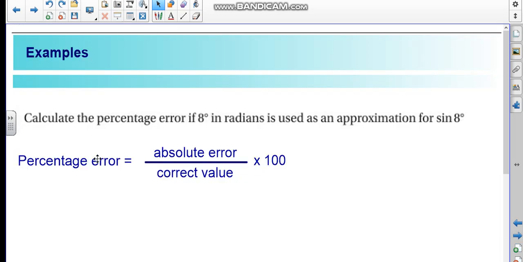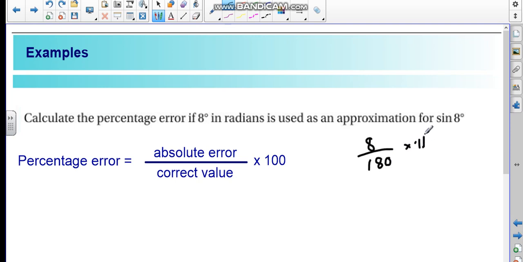This one says, calculate the percentage error if 8 degrees in radians is used in approximation for sine 8 degrees. At the moment this is in degrees. Our approximations only work if we're measuring in radians, and it does say in radians here. So the first thing we really need to do is get 8 degrees into radians. If you remember, to get degrees into radians, we divide by 180 because that tells us the fraction, and then we multiply by pi.